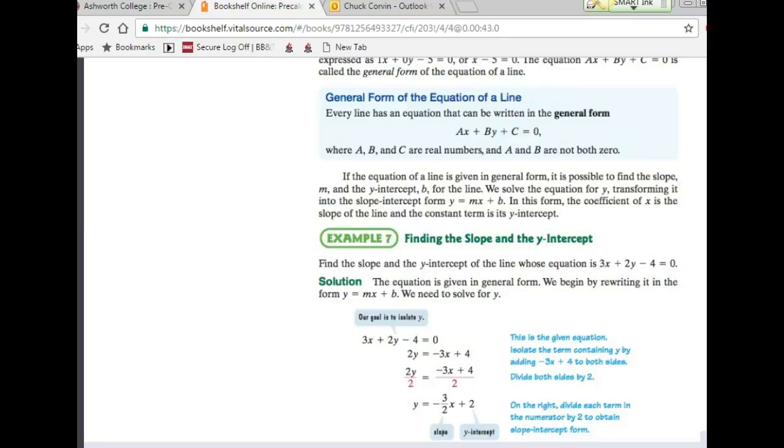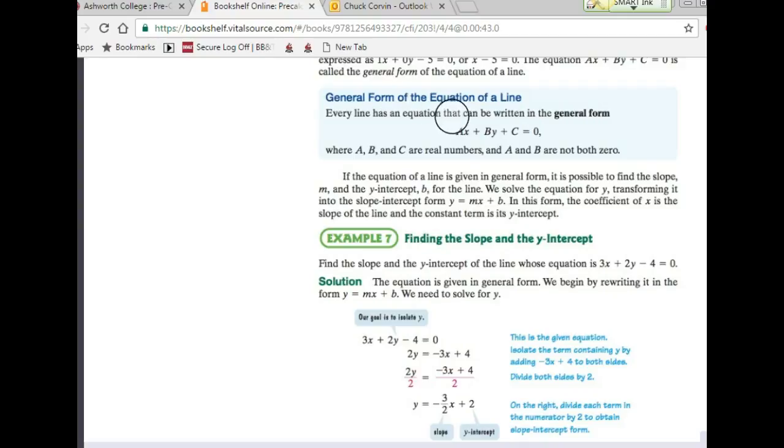Hello again. We're going to be looking at example 7 of your pre-calculus textbook. This is found on page 185 of part 1. And before we actually do example number 7, I want you to notice what the general form of an equation looks like. I wanted to leave this part up.